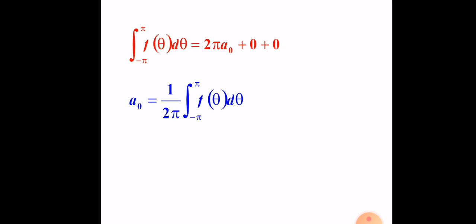So a0 can be calculated. a0 is equal to 1 by 2 pi integral minus pi to pi f of theta d theta. Okay, so you have derived the expression for the first coefficient that is given in the Fourier expansion, that is a0.